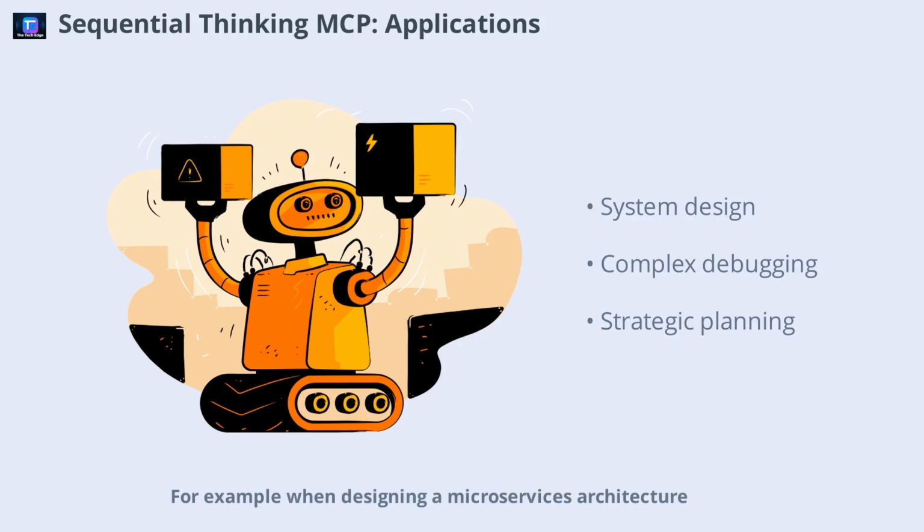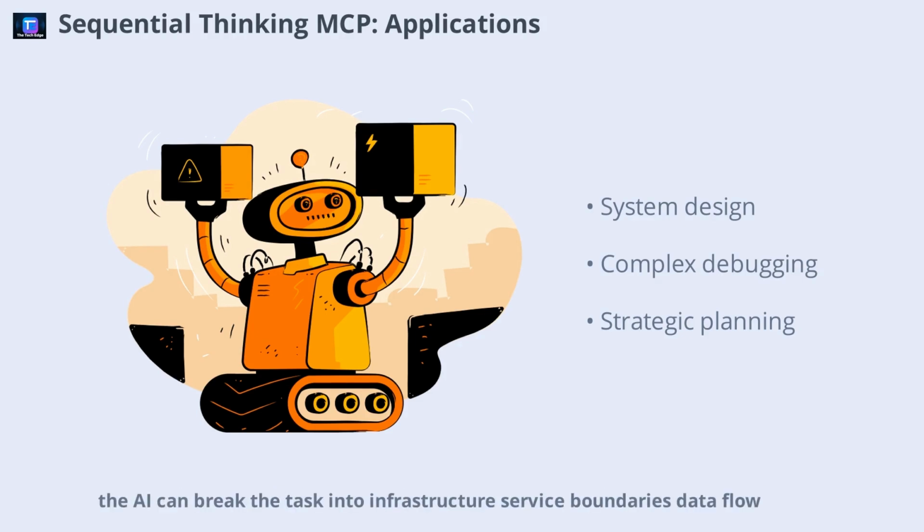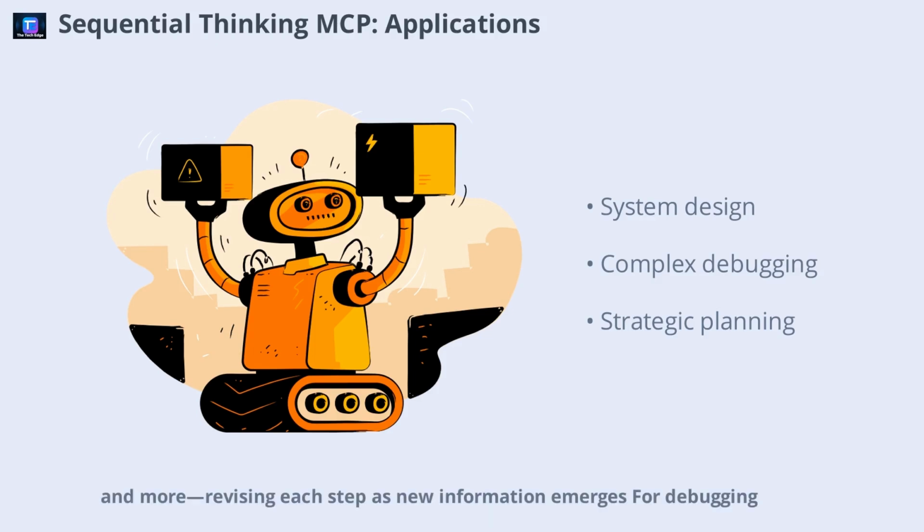For example, when designing a microservices architecture, the AI can break the task into infrastructure, service boundaries, data flow, and more, revising each step as new information emerges. For debugging, it systematically identifies symptoms, forms hypotheses, tests solutions, and refines its approach. This server is a must-have for senior developers, technical leads, and anyone facing multifaceted challenges that require organized, multi-step reasoning.